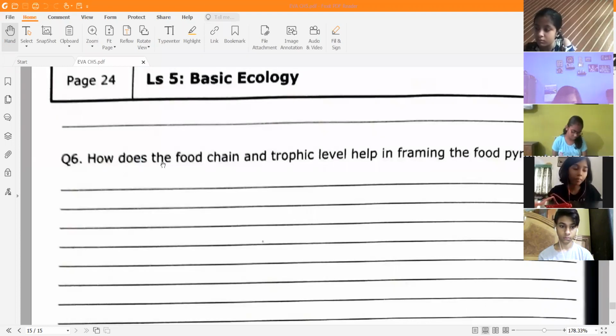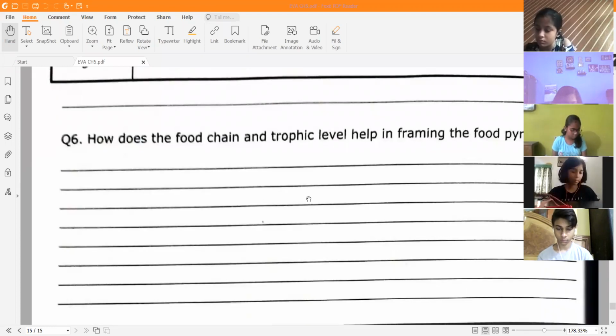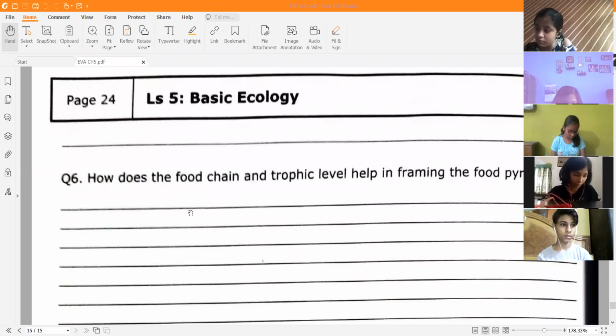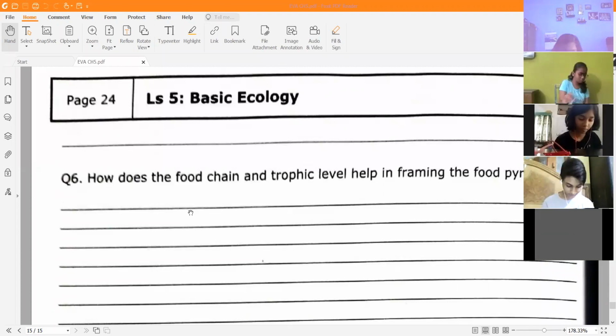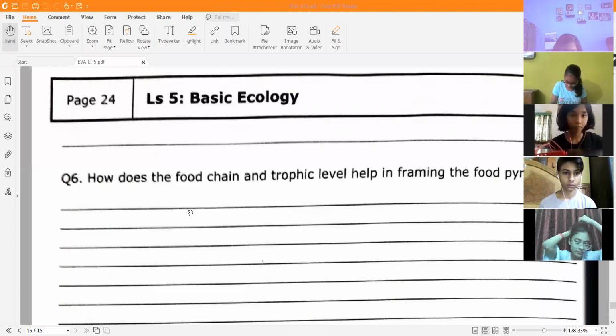How do the food chain and trophic level help in framing the food pyramid? In a food chain you have the various trophic levels, and when it is represented graphically, then we get the food pyramid. You will get this from page 49 under the heading ecological pyramids. You will have to explain it on your own.